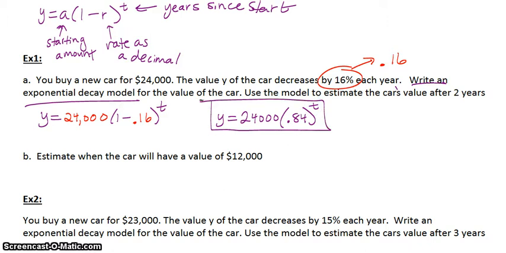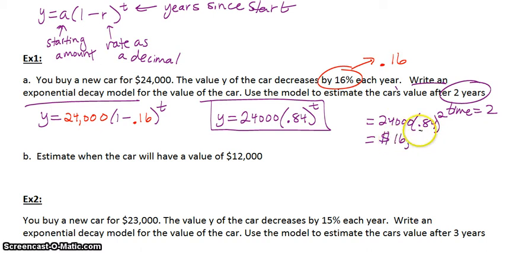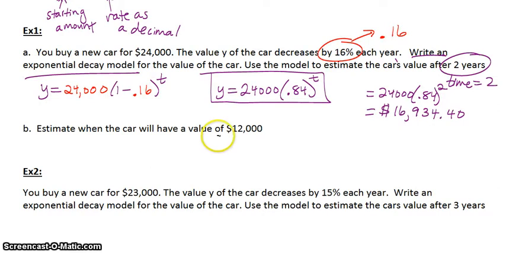And then step 2, it wants us to estimate the car's value after 2 years. So that means that time is going to be 2. So I have 24,000 times 0.84 to the second power. And when I plug that all into my calculator, give it a try just to make sure you can do your calculator entry correctly, but I end up with 16,934.40.